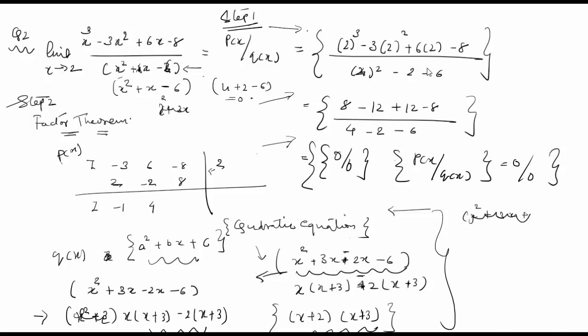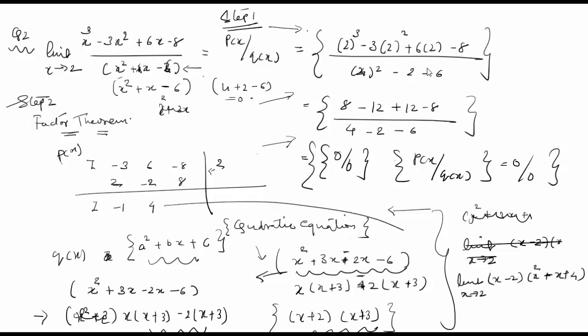So what you will get here is the equation in the form of limit of x tends to 2 of x minus 2 into x square minus x plus 4, which is from here, divided by x minus 2 into x plus 3.